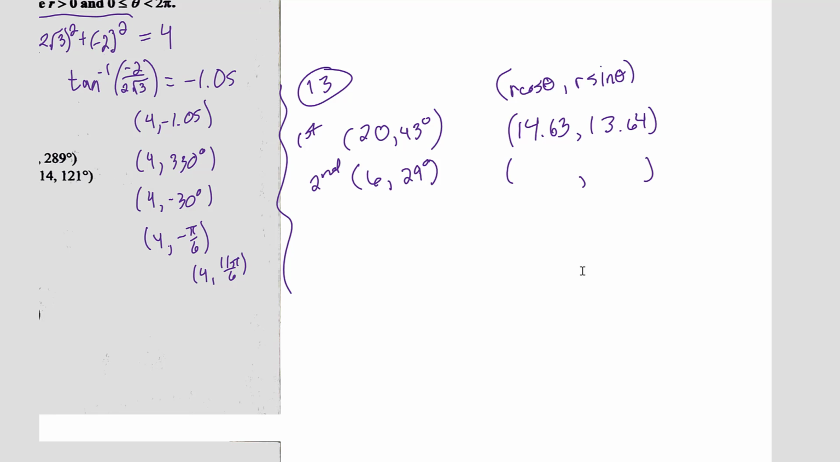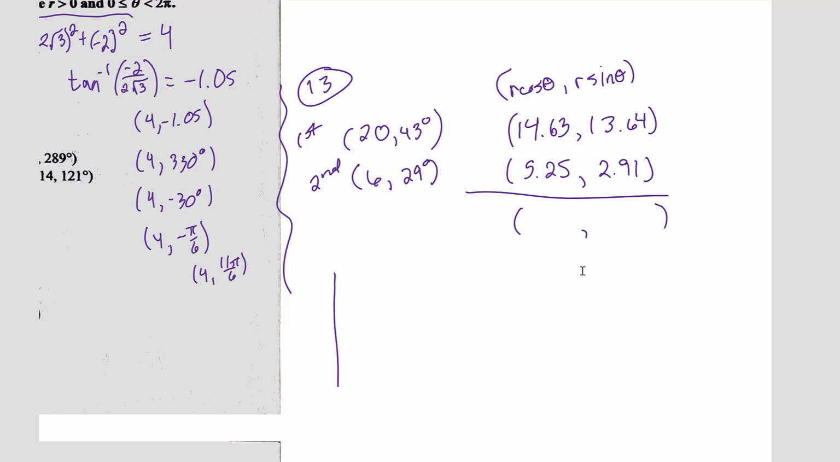Okay, 6 cosine 29 is 5.25, and then 6 sine 29 is 2.91. So we're going to add these together to get our resultant vector.